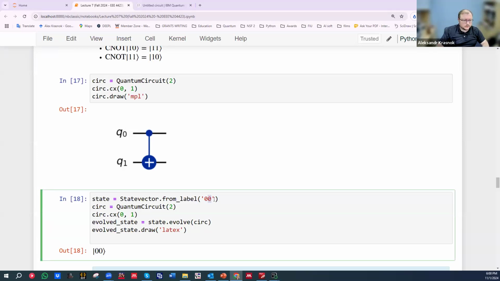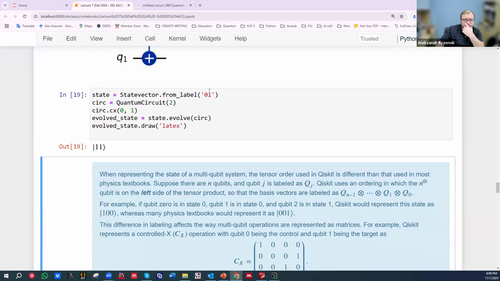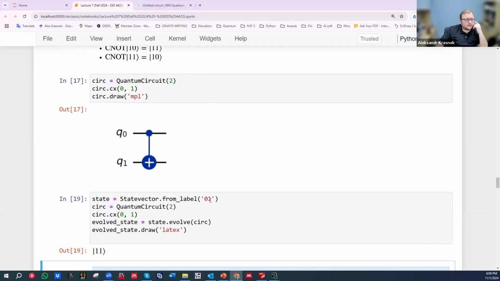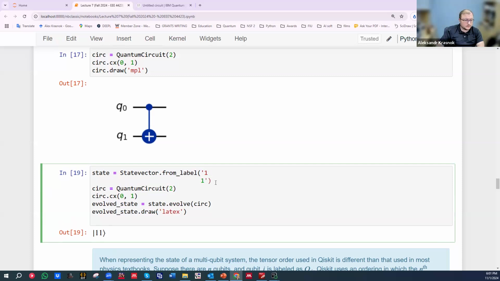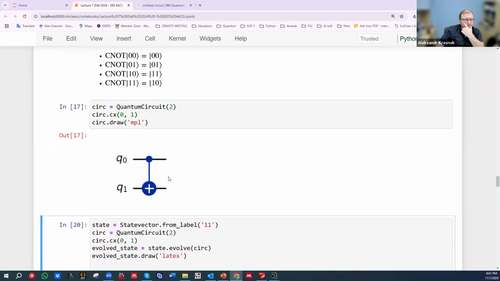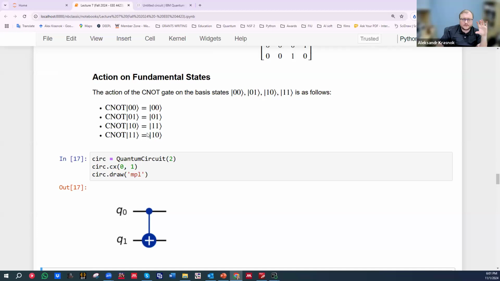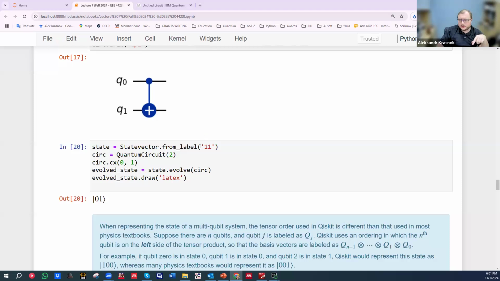However, if I change, for example, this one to 1, I get 1, 1. So you see that, and if this one is 1, then the result will be 0, 1, right? The result's going to be 0, 1. So you see that in Qiskit, this notation is a little bit different. So if in classical textbooks, control is the leftmost, in Qiskit, control is the rightmost.